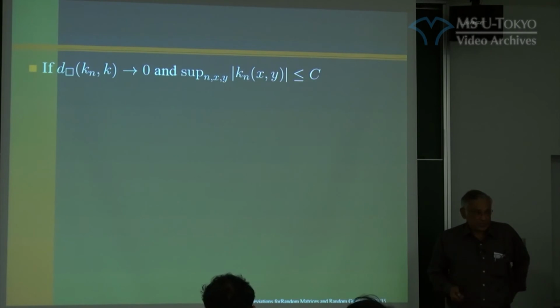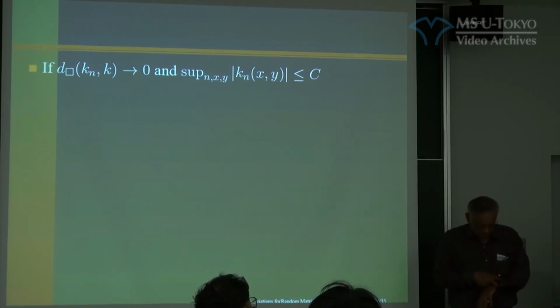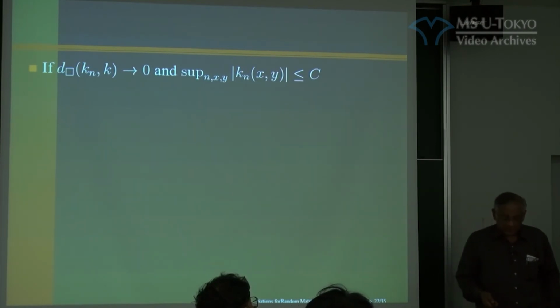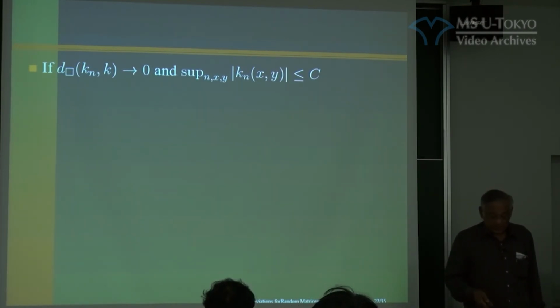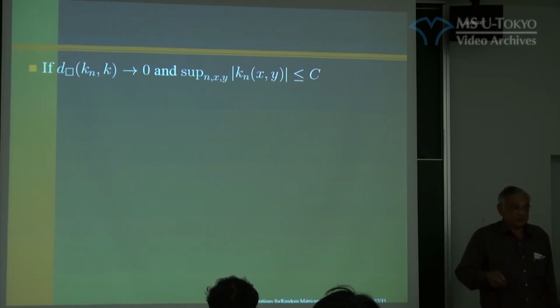Now, it is easy to see that if the distance between k_n and k goes to 0, then all these integrals that I wrote down are continuous. You can do it just by integration one step at a time.